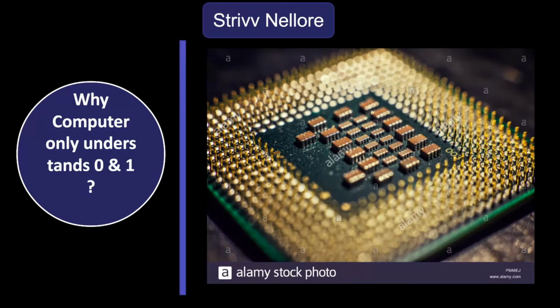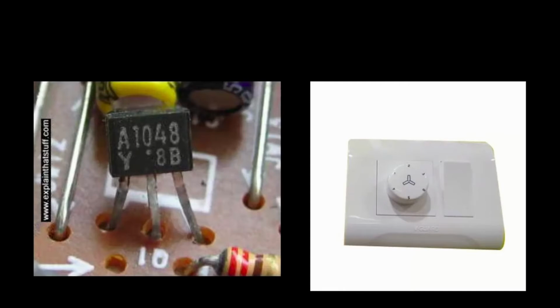If you open up the computer, there will be a motherboard. In that there will be a main component called the CPU, Central Processing Unit. What is the CPU made up of? It is made up of millions of transistors. So what do these transistors do?